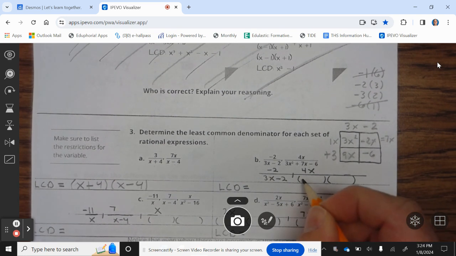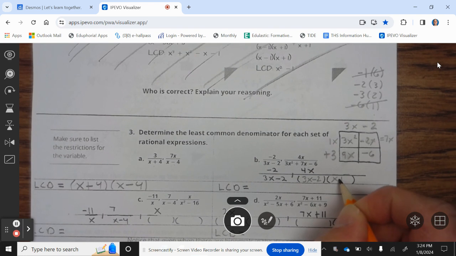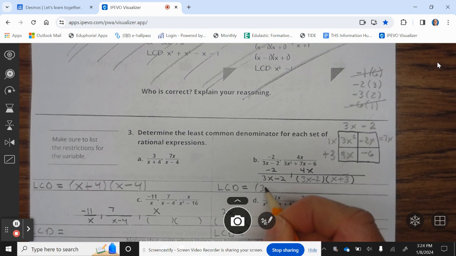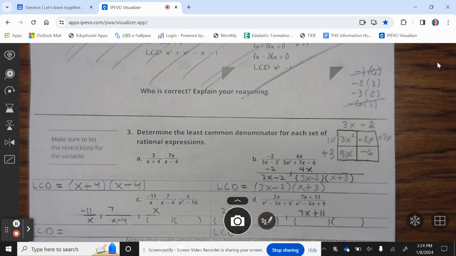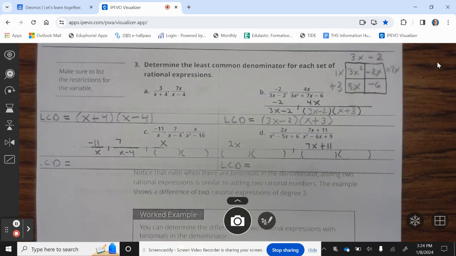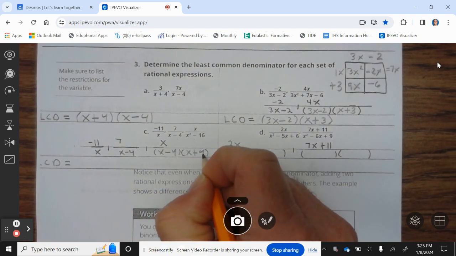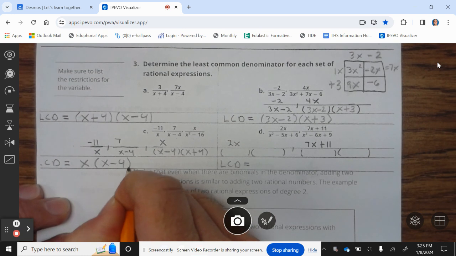So our factors are 3x minus 2 and x plus 1. I'm sorry, x plus 3. So the LCD is 3x minus 2 and x plus 3. All right, let's take a look at C. So these are factored form, we're good, but now we need to factor this. Well, that's the difference of squares. That's x minus 4, x plus 4. Okay, so then our LCD is x minus 4, x plus 4.